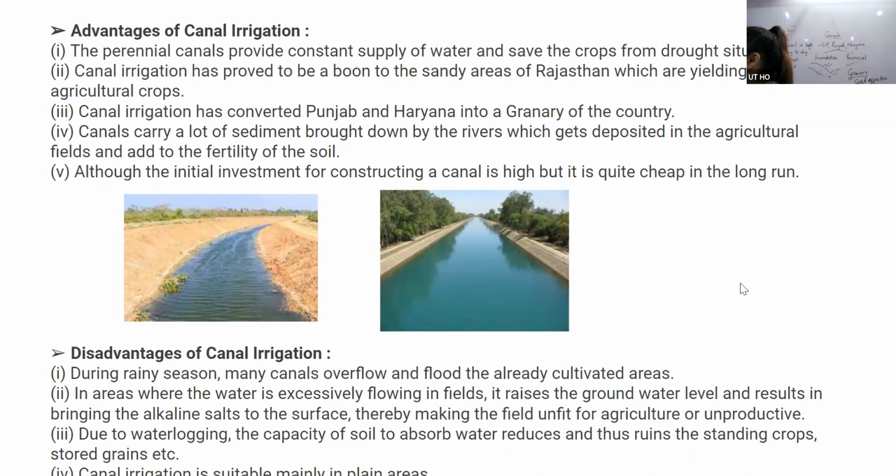So that's a disadvantage. Due to water logging, what happens? It accumulates, correct. The capacity of the soil to absorb water reduces because it is already saturated, and thus ruins the standing crops, stored grains, etc. Our grains need to be kept in a dry atmosphere, so then it gets humid because of that, and that destroys the stored grains and also the crops. Canal irrigation is suitable mainly in plain areas because then you can regulate the supply of water.